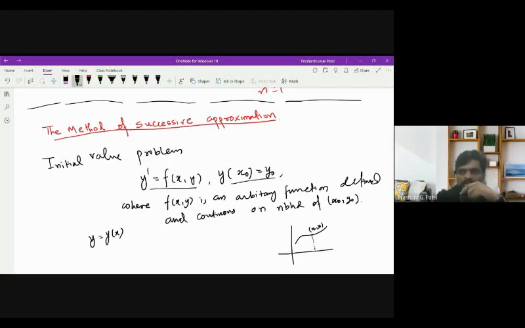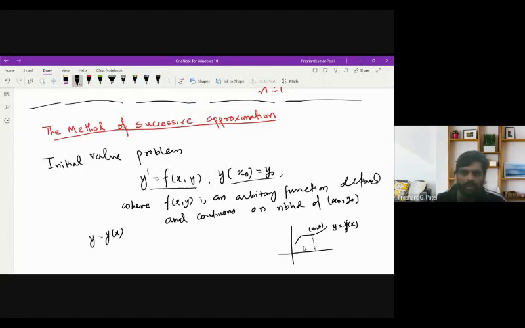To solve this differential equation means, geometrically, we have to find some function y equal to y of x, which passes through this point x0, y0 and satisfies this differential equation. The method we described furnishes a line of attack for solving a differential equation, and that is quite different from any other method which you come across.